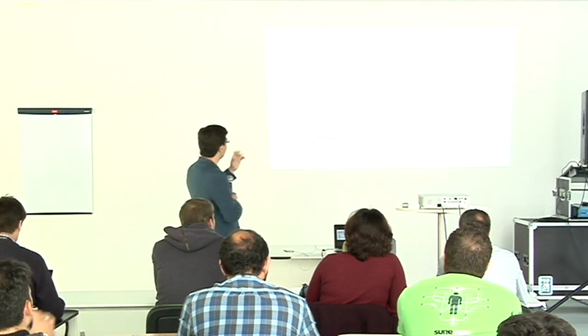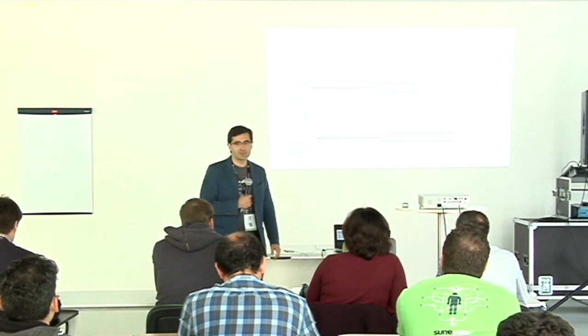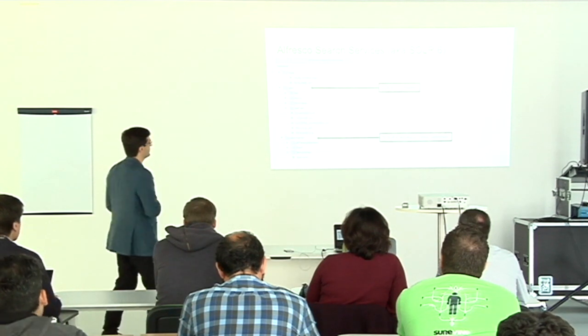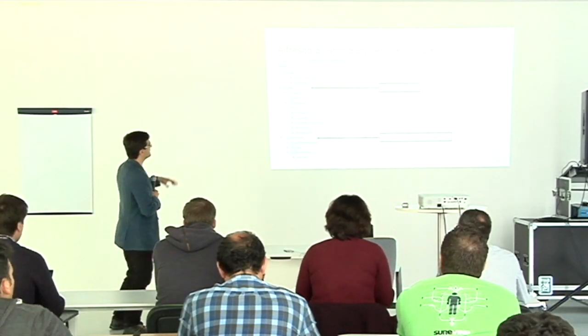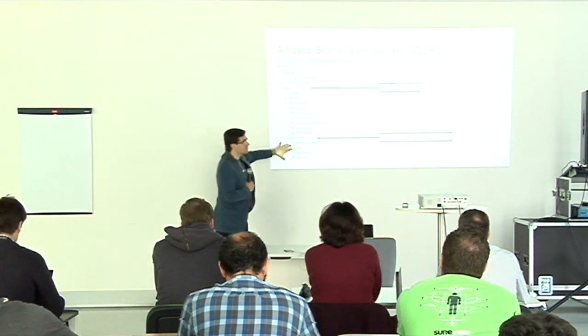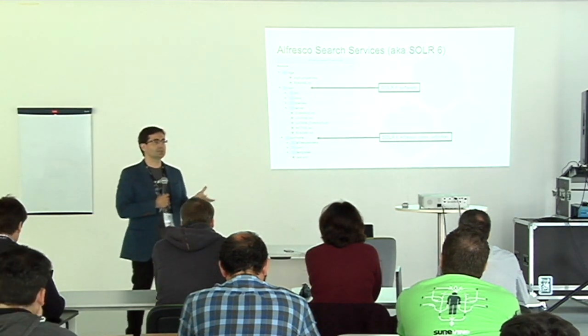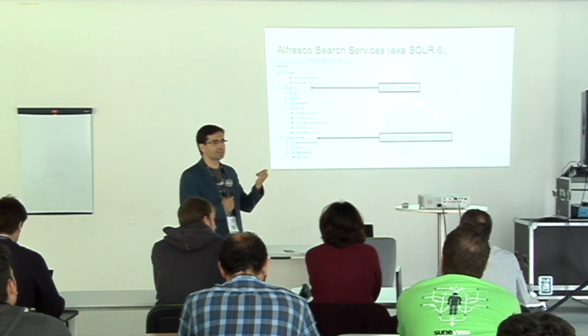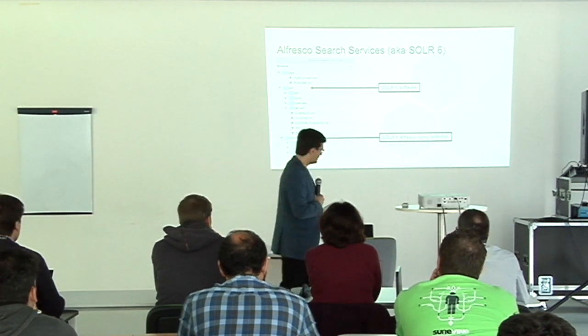Okay. So the Alfresco search services, or SOLR 6, which is new from this release, has included the SOLR 6 software, which is in this folder, and also the traditional Alfresco core definition for the workspace and for the archive, right? So these are two main folders in the distribution.